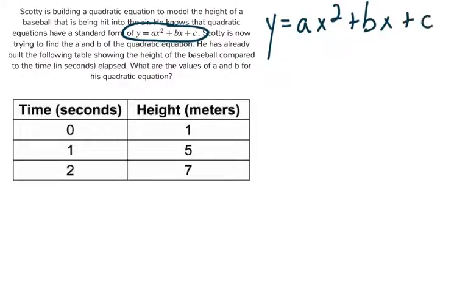And then it says Scotty is now trying to find the a and the b of the quadratic equation. So basically the coefficients of the first and second terms there. He has already built the following table showing the height of the baseball compared to the time in seconds elapsed. So x is going to be our time, y will be the height. What are the values of a and b for his quadratic equation?